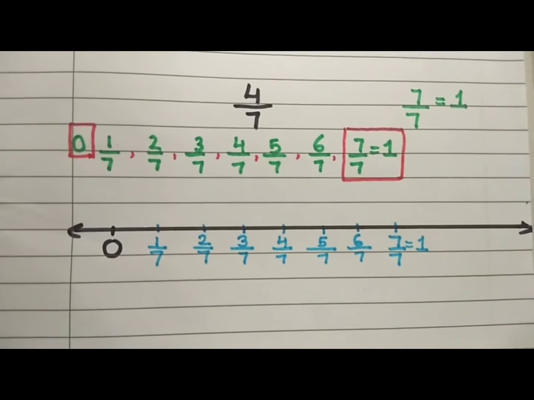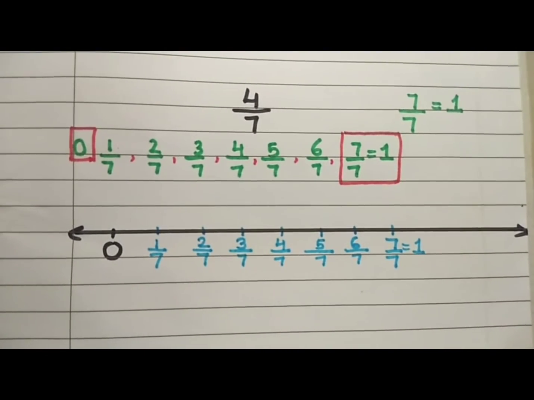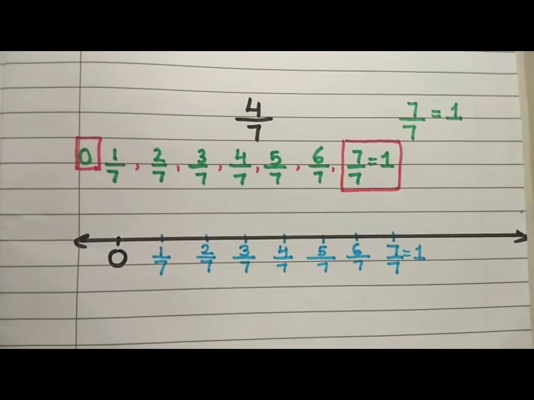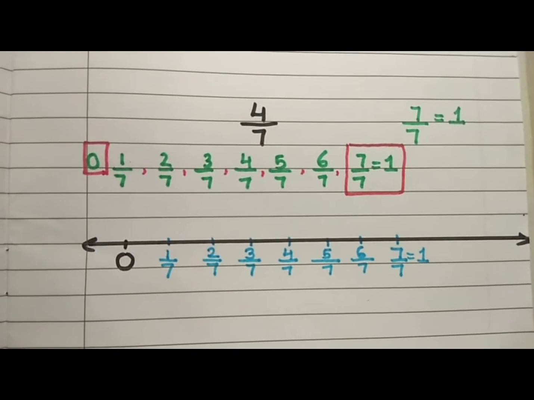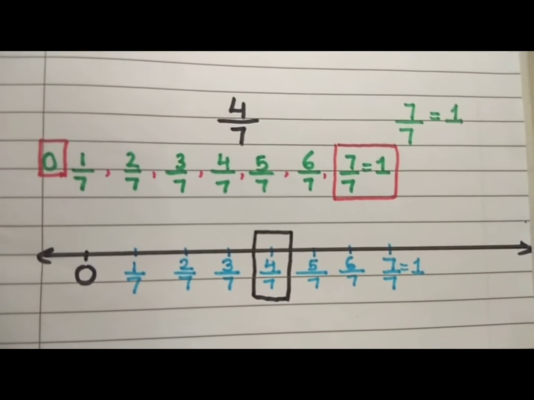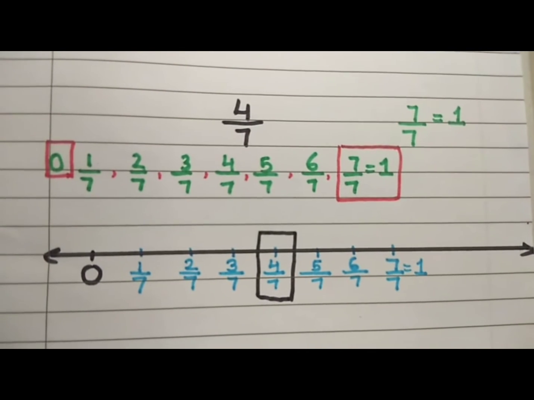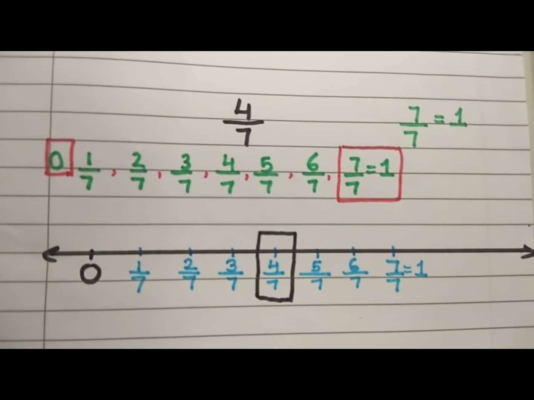So I have written here 1 upon 7, 2 upon 7, 3 upon 7 and so on up till 7 upon 7, that is equal to 1. So as you can see, this is how 4 upon 7 is represented on the number line. Every time you have to consider the denominator for dividing the unit into equal parts.